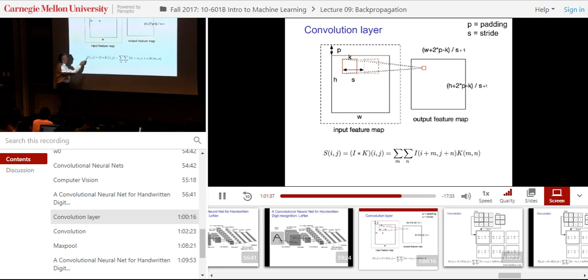So put another way, the output of that unit is going to be itself a grid, right? But the ijth element in its output is going to be just the sum over the height and width of the K grid, which is m by n, of the input image sub I plus m times the mth element of K.